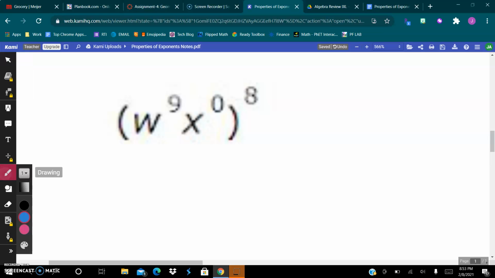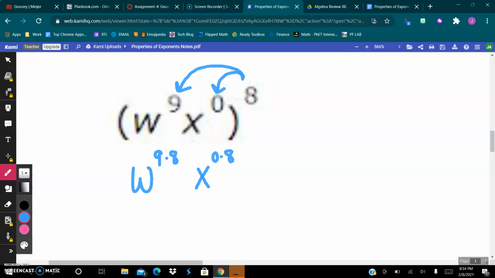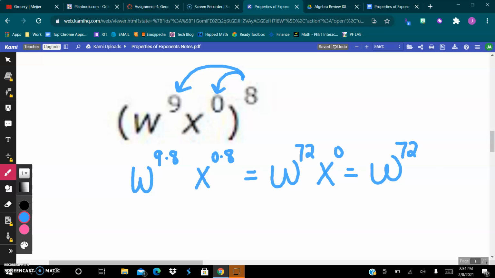Here we have an exponent outside of a set of parentheses. We have two exponents inside, so we have to multiply. So the first one is w to the 9th times 8, and then we have x to the 0 times 8. So that's going to simplify to w to the 72nd power and x to the 0 power. And we learned that anything to the 0 power is a 1. So w to the 72 power times 1 is just going to be w to the 72nd power.